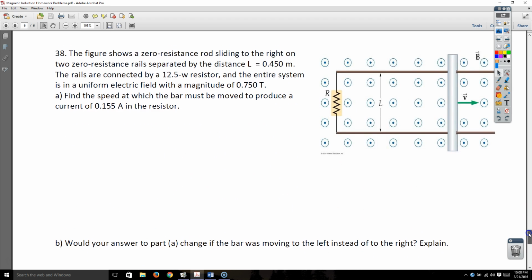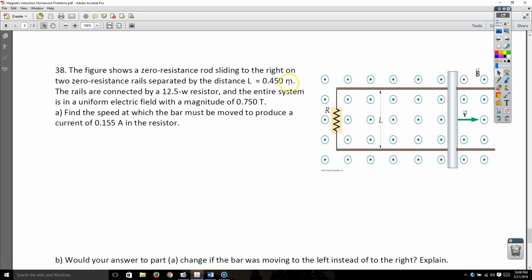This is number 38 here. I've got a zero resistance rod. It is sliding to the right on a zero resistance rail, and the distance between the two rails is L, so that's the length of our rod. The rods are connected to a 12.5 ohm resistor like this, and the entire system is in a uniform magnetic field with a magnitude of 0.750 Tesla. They want us to find the speed at which the bar must be moved to produce a current of 0.155 amps. So let's go ahead and find that current.